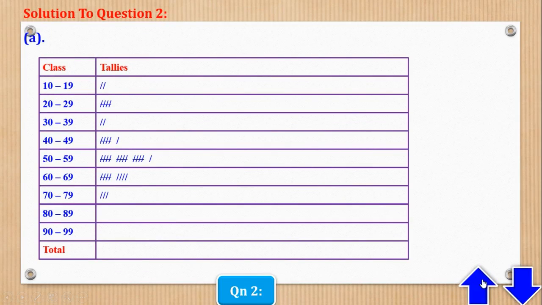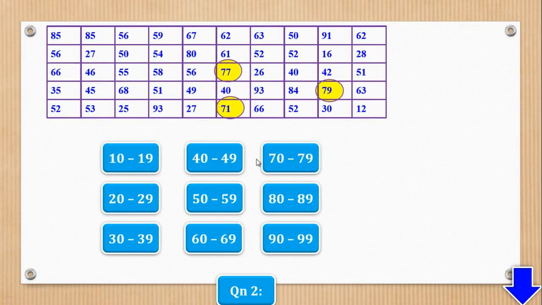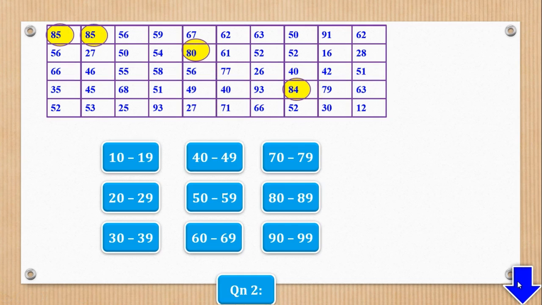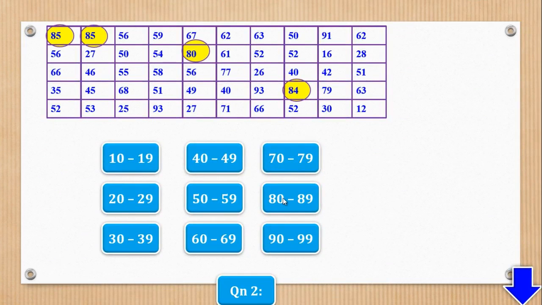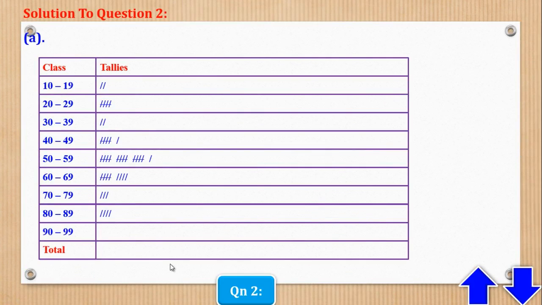Then I'll go to 80 to 89. First remove these, then I highlight this. So there will be 1, 2, 3, 4. So I'll come here and put tallies to represent 4. Then lastly 90 to 99. I'll remove this. Then I'll put others. So there are only 3. Okay, so I'll put now.